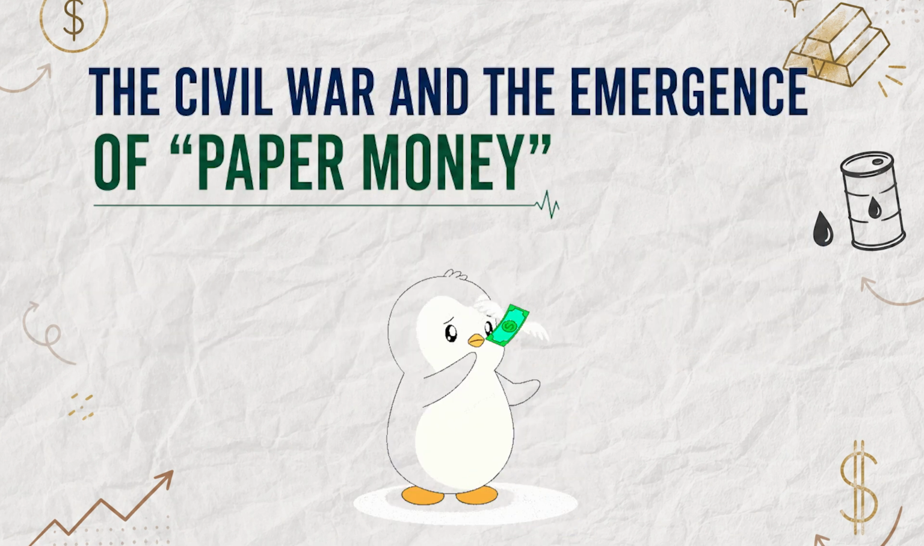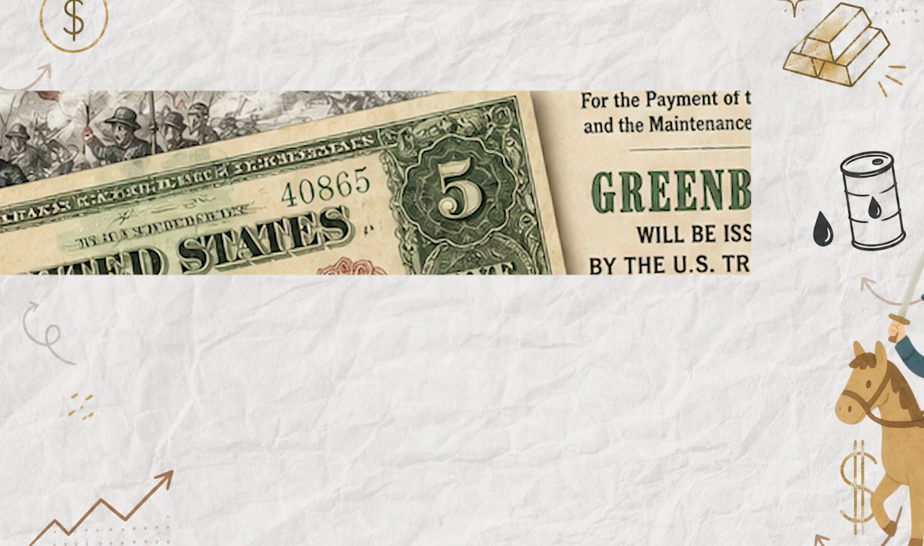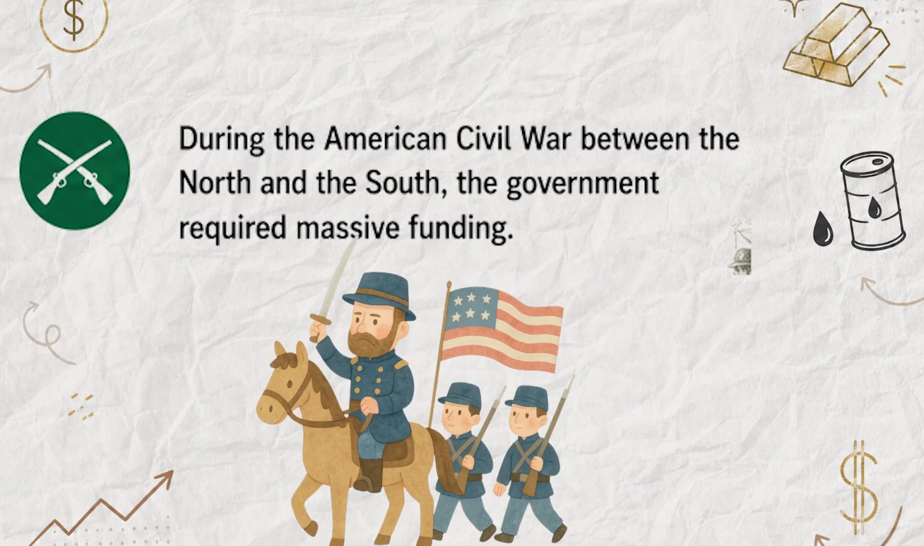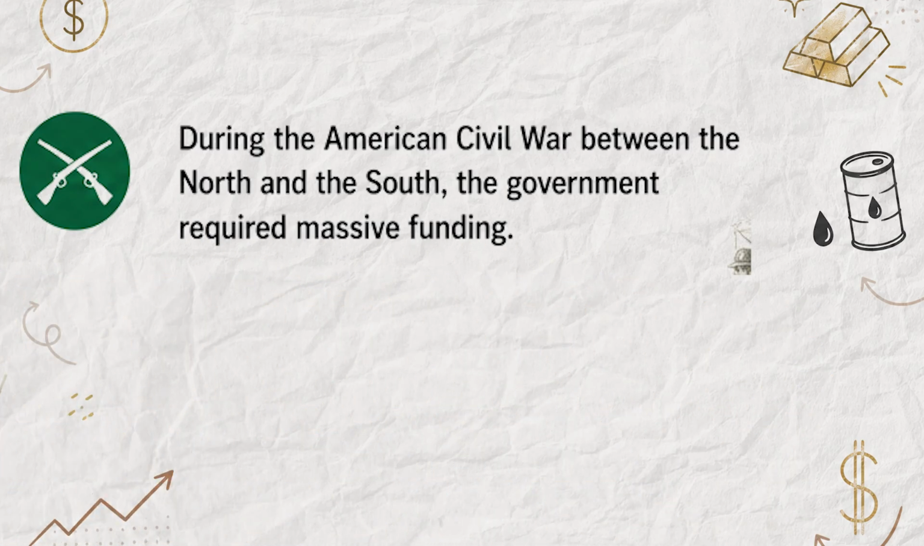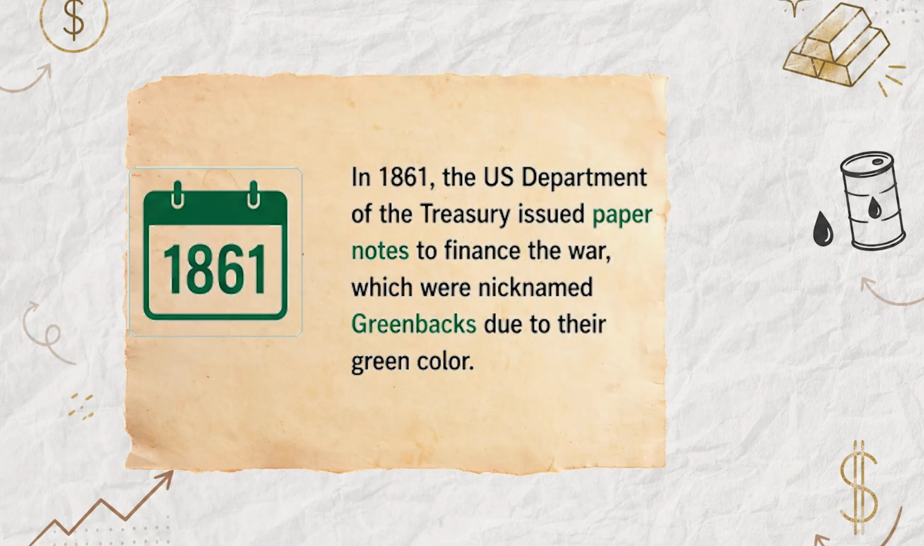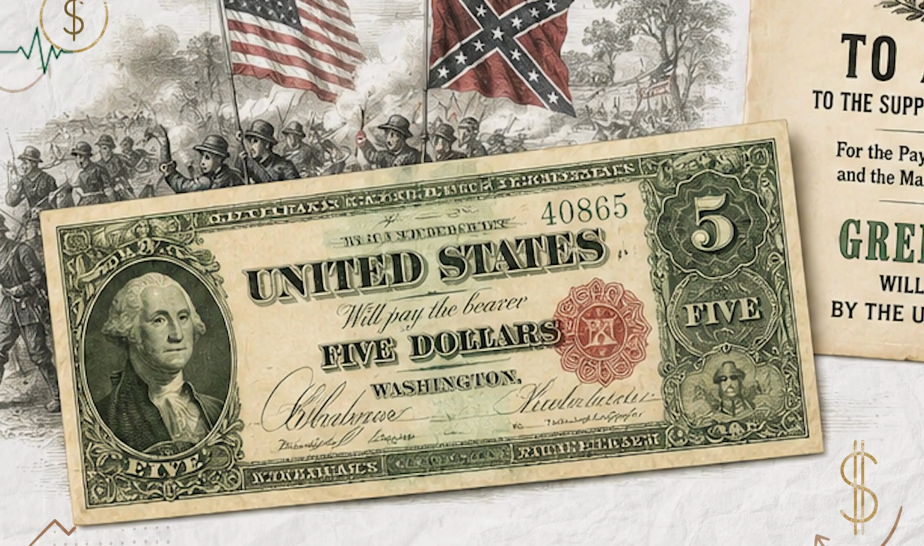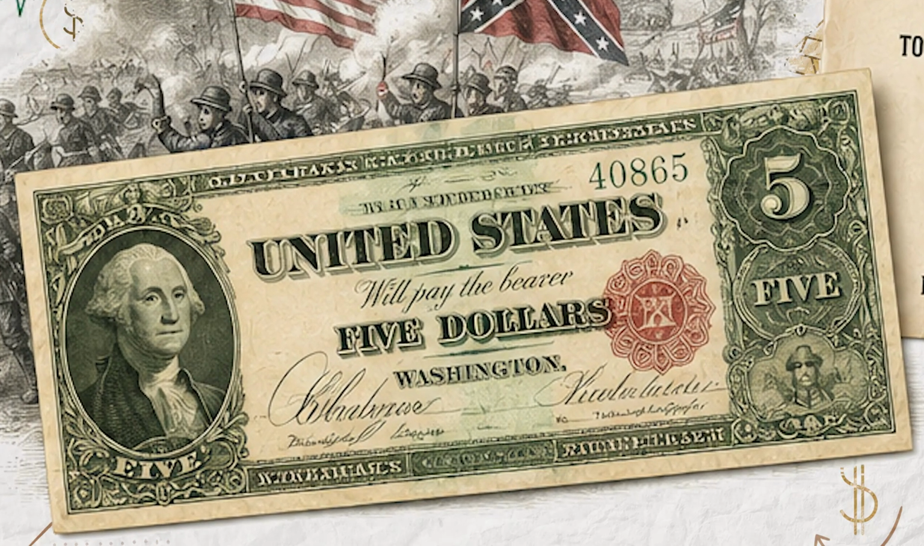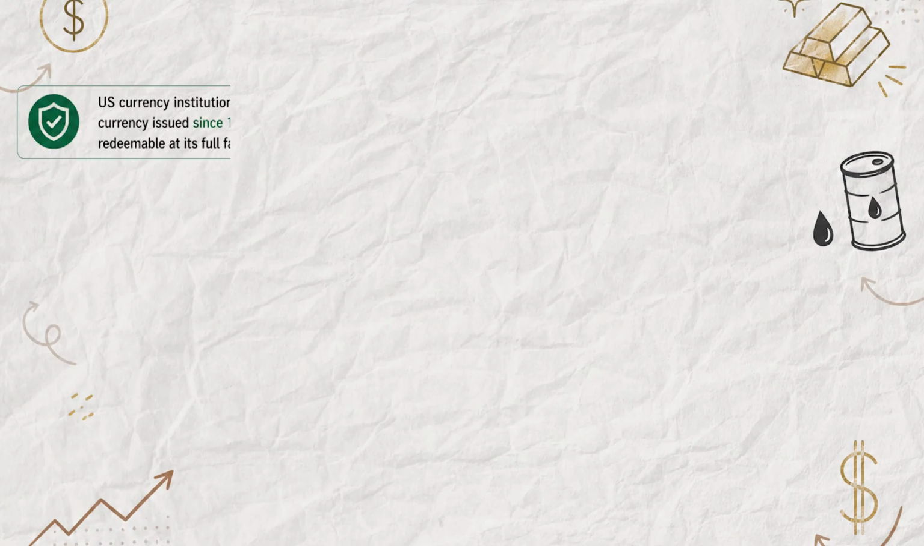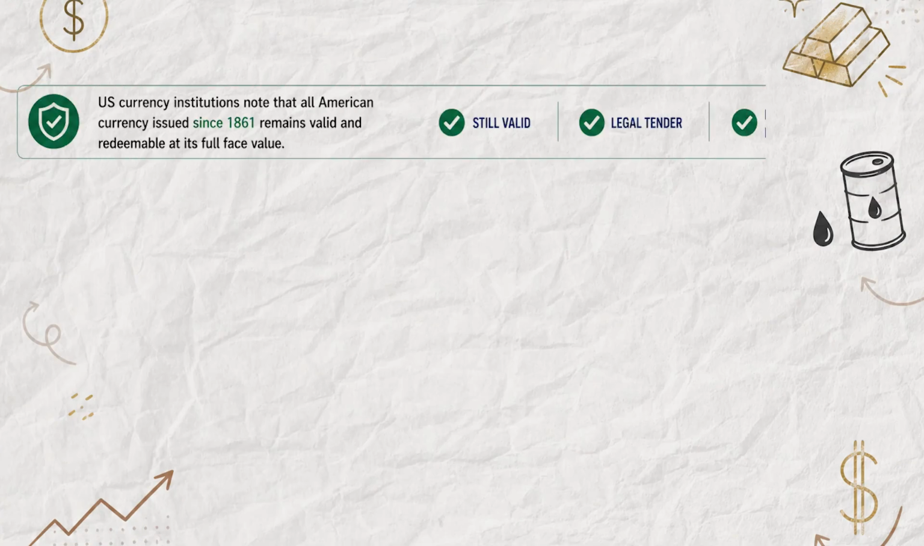The Civil War and the emergence of paper money. During the American Civil War between the North and the South, the government required massive funding. In 1861, the U.S. Department of the Treasury issued paper notes to finance the war, which were nicknamed greenbacks due to their green color. U.S. currency institutions note that all American currency issued since 1861 remains valid and redeemable at its full face value.